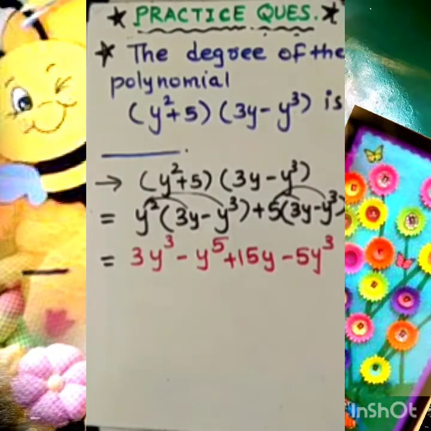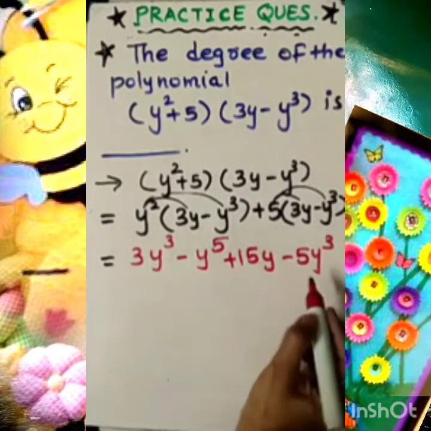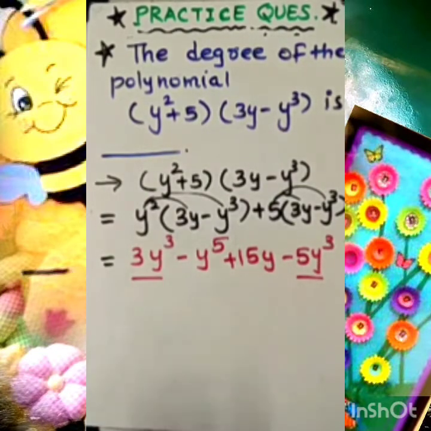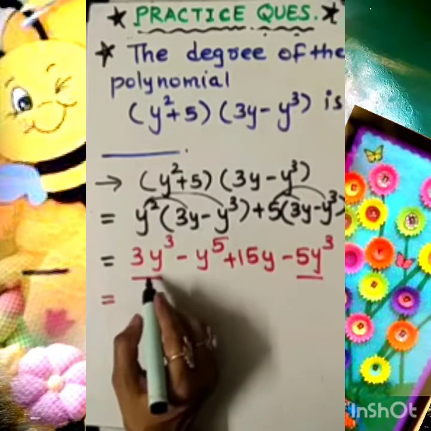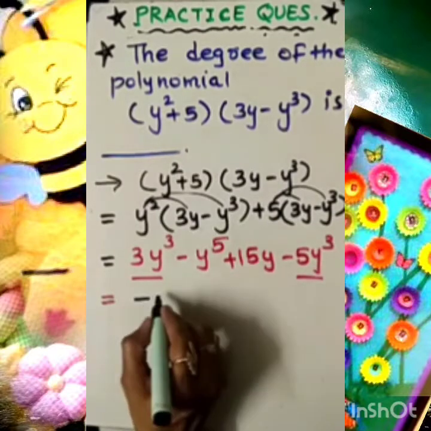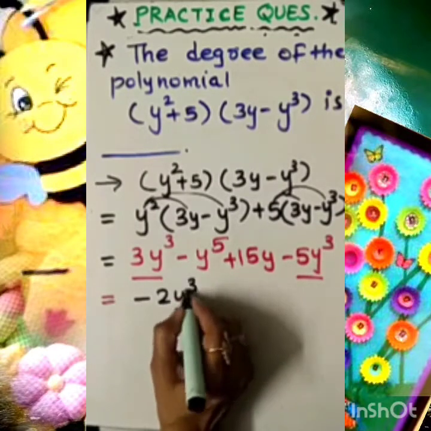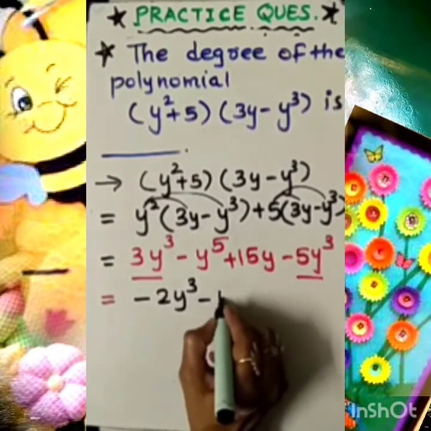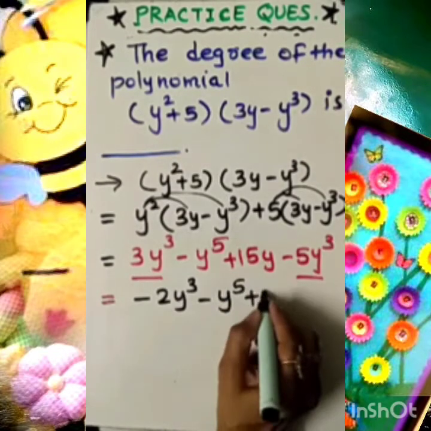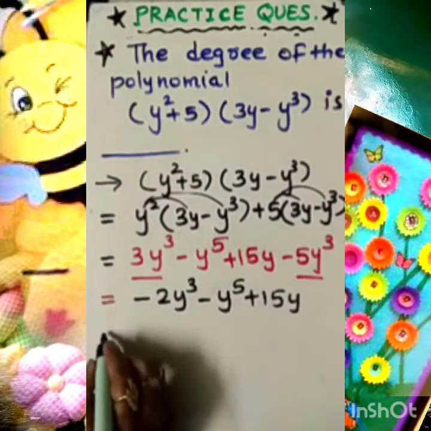Fine. So again you can see that these two are similar terms. Let's make it a more effective polynomial. For that, 3y cube minus 5y cube gives the result minus 2y cube. That is the simplification. Now you will ask me, ma'am, why is simplification necessary?